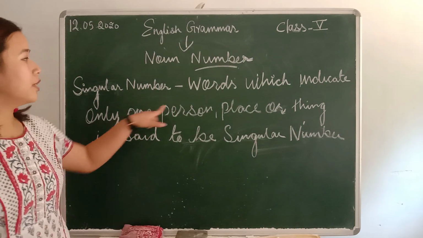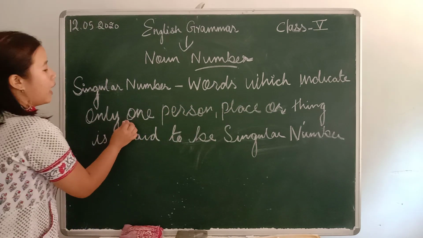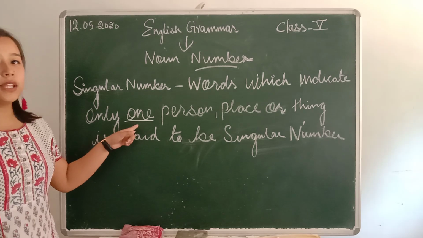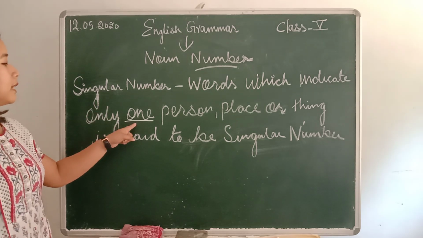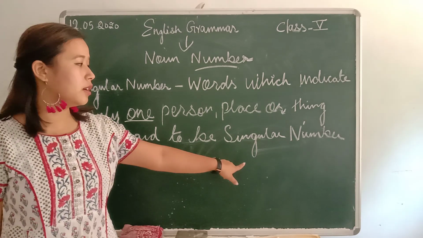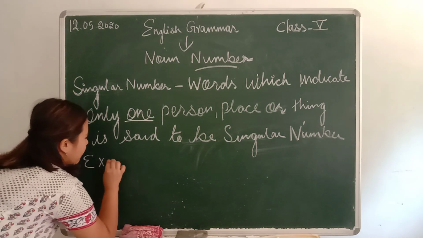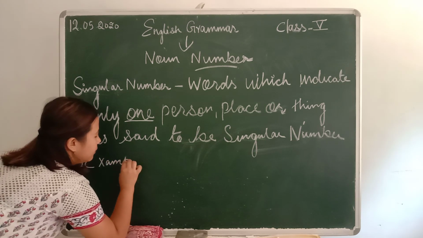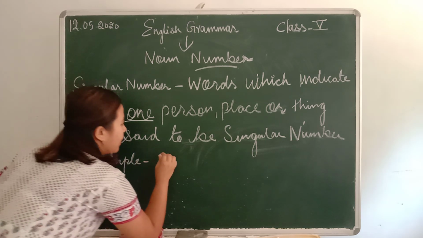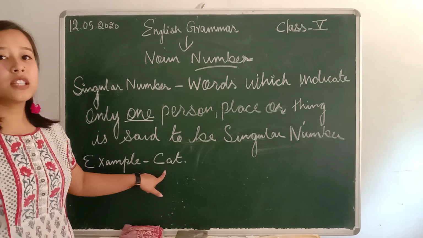So we see the definition. Words which indicate only one. I am talking about only one. Words that indicate only one person, place or thing is said to be singular noun. So for example, cat. So cat is a singular noun.